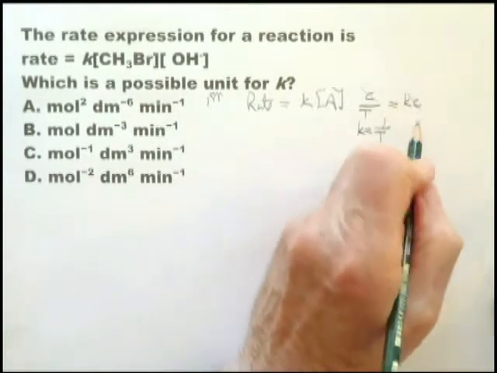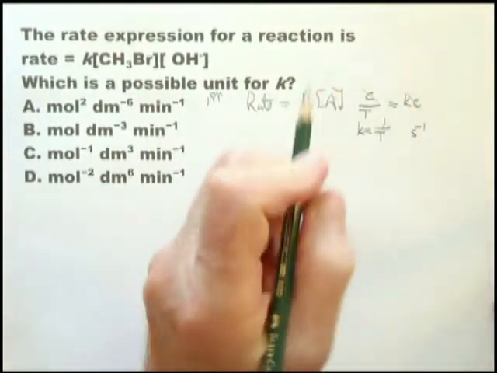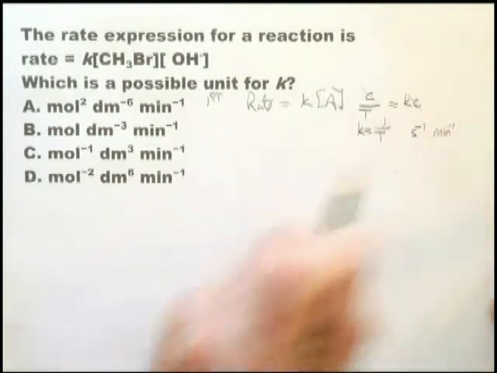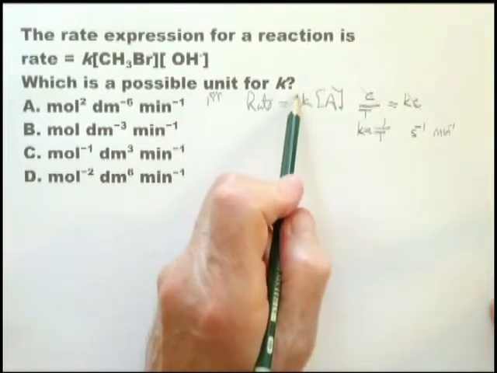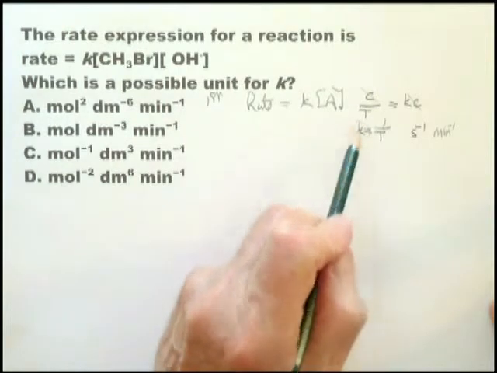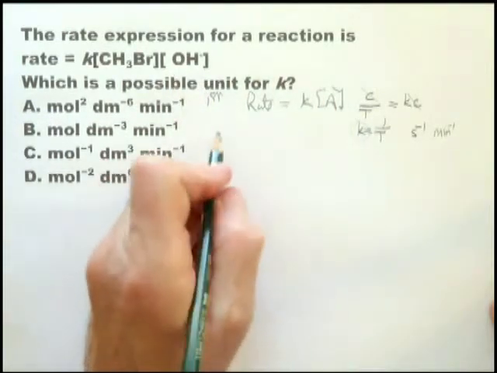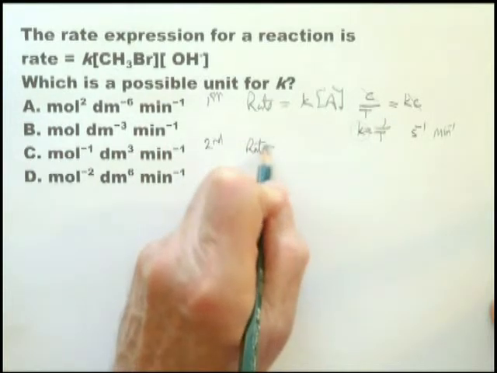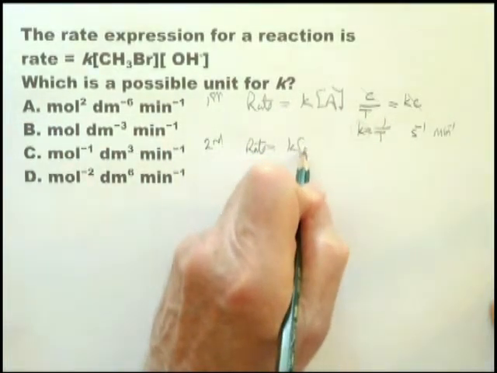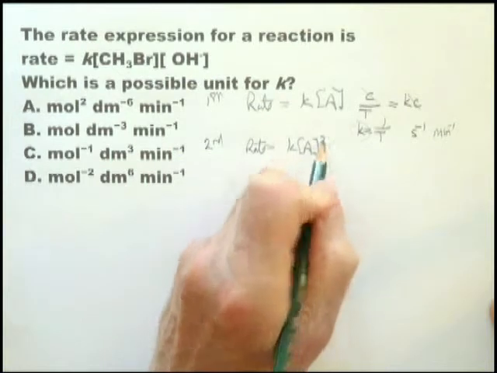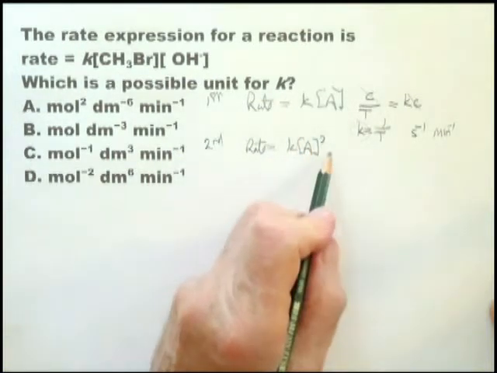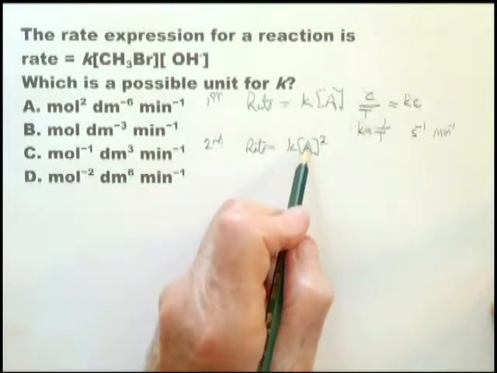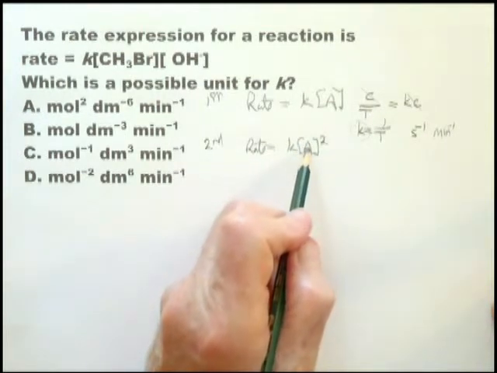So if time is seconds, it's s to the minus 1. If time is minutes, it's minutes to the minus 1. And that's the unit for k for first order. Let's go to second order. The rate equals k times the concentration of A squared. It could be A times the concentration of B, but it's not relevant. Let's simplify it and use A squared for calculating the units.